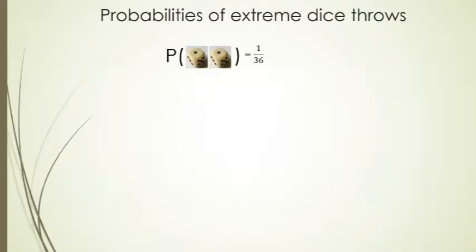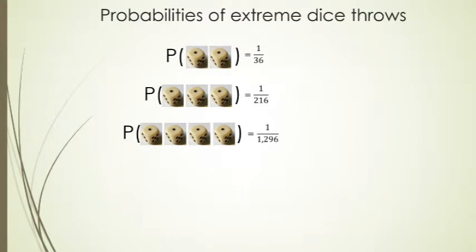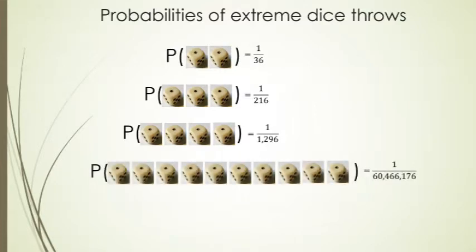One can see this mathematical phenomenon in this slide. The chance of throwing a double one, snake eyes, is 1 in 36. Yet with three dice, the probability of throwing a triple one drops to 1 in 216. With four dice, it is now less than 1 in 1,000. With 10 dice, the chance of getting all 10 dice to show 1 is now less than 1 chance in 60 million.